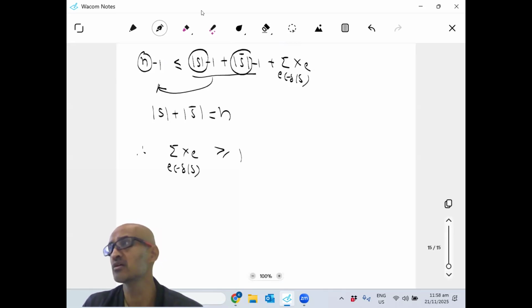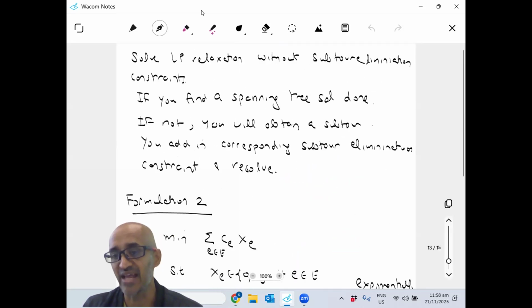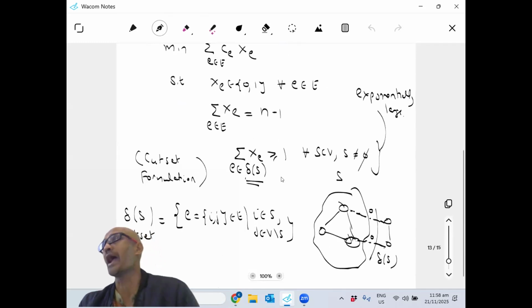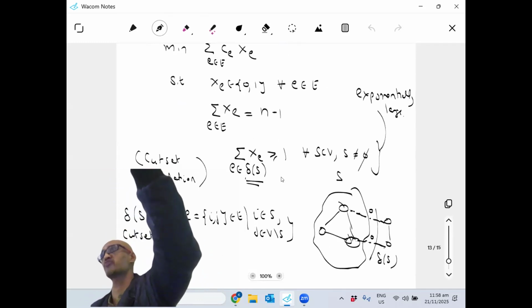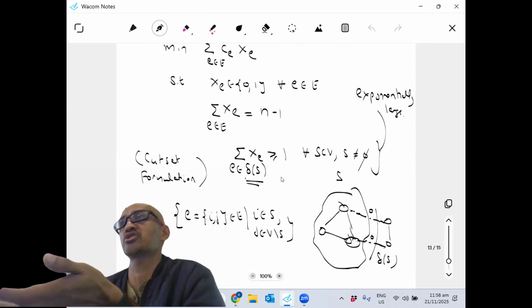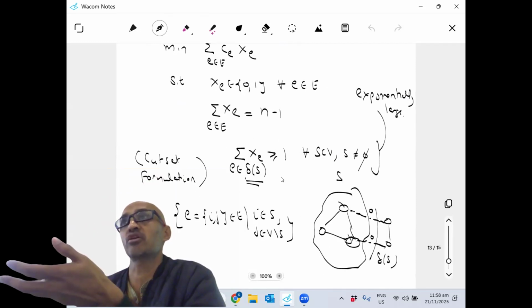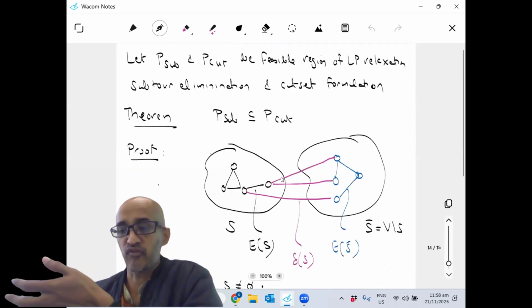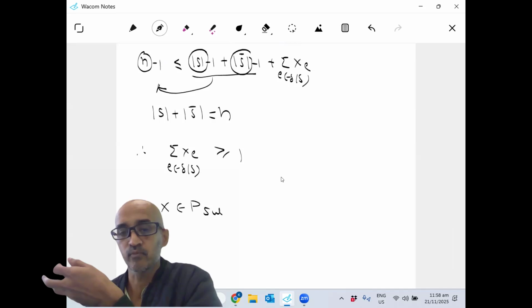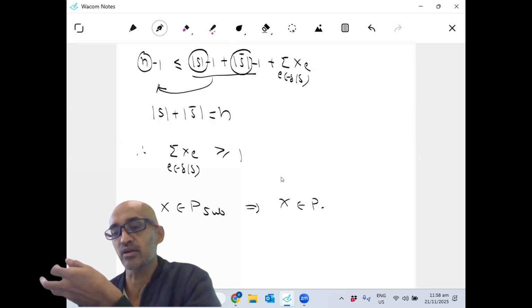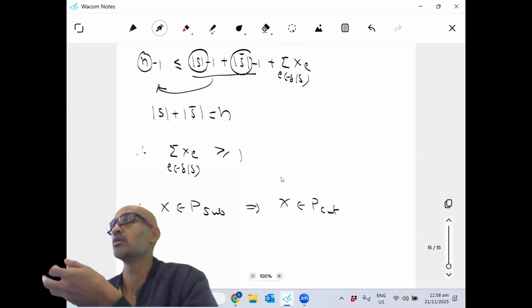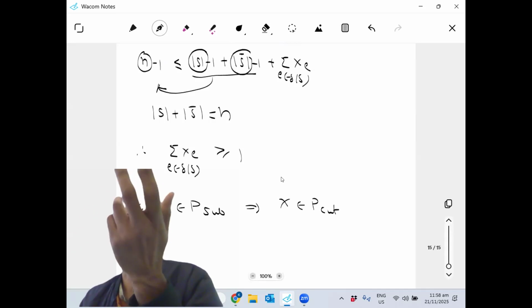But what is this constraint? It's exactly this constraint. So any solution for the subtour elimination formulation will actually automatically satisfy the cut set formulation constraint. Okay. So therefore, if x lies in P sub, x lies in P cut, which means that this should be a better formulation.